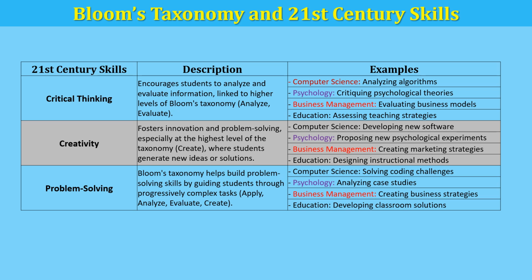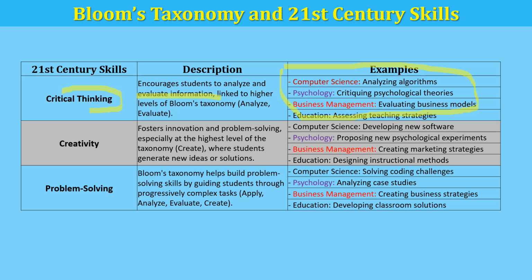In modern education, there are three: critical thinking, creativity, and problem solving. Modern education emphasizes the importance of critical thinking, which aligns with the higher levels of Bloom's taxonomy, analyze and evaluate. Students are encouraged to assess information and form reasoned judgments. For critical thinking there is a description, and examples belonging to four fields: computer science, psychology, business management, and education.